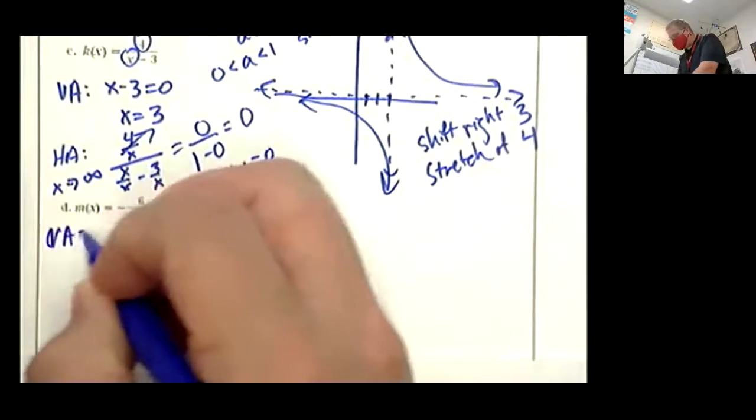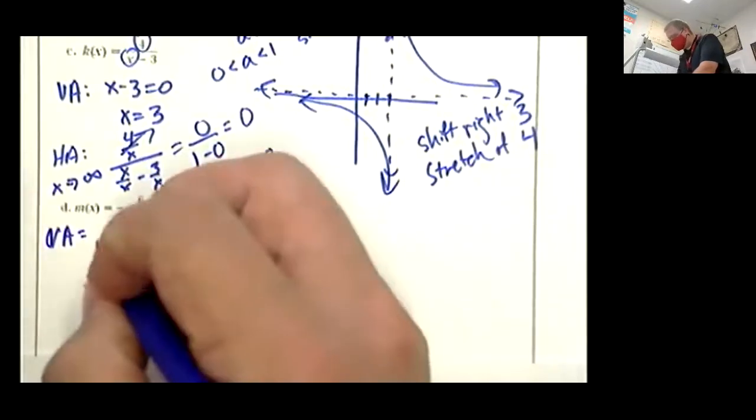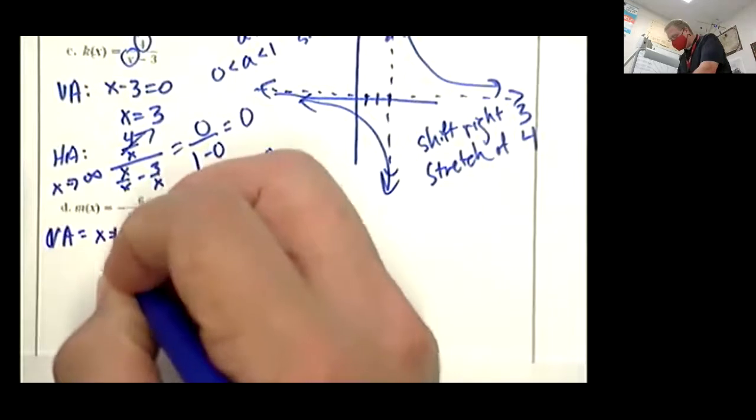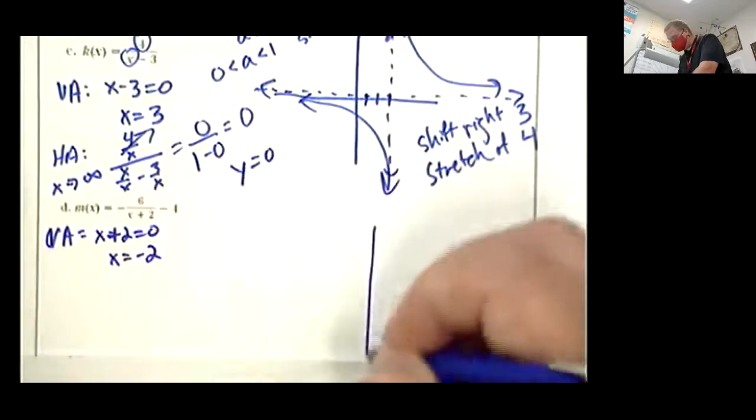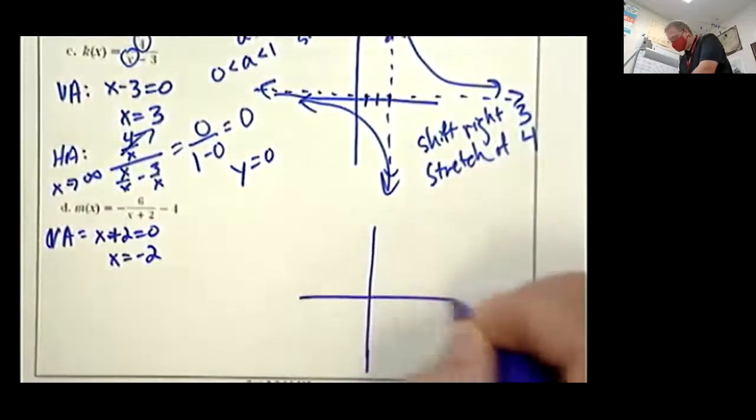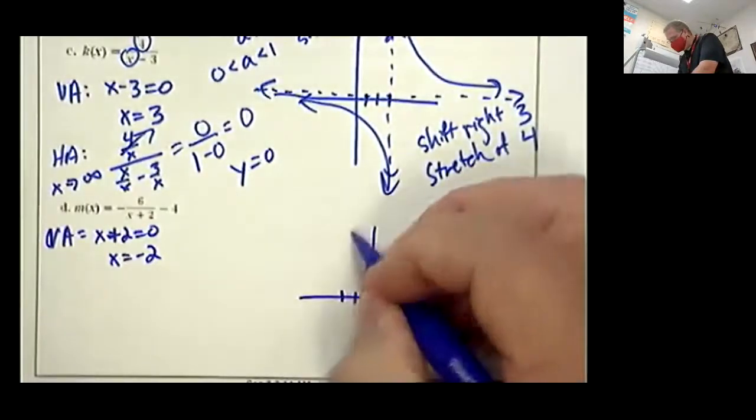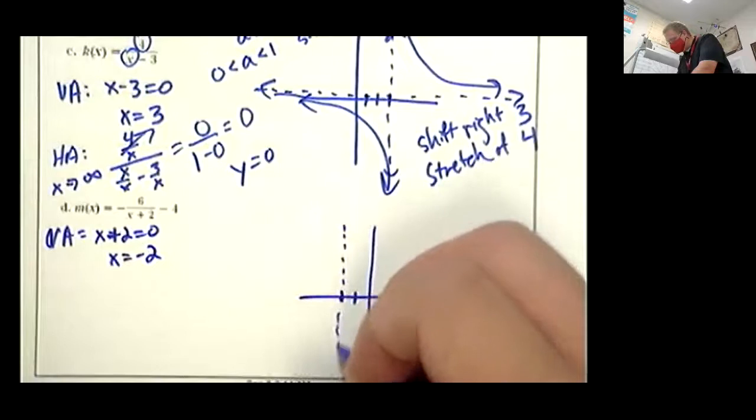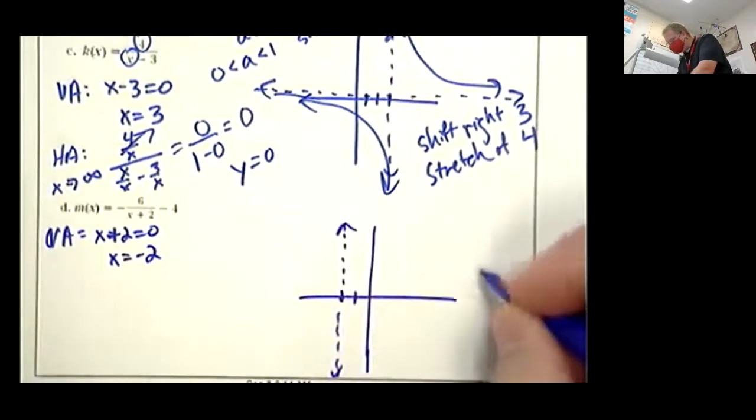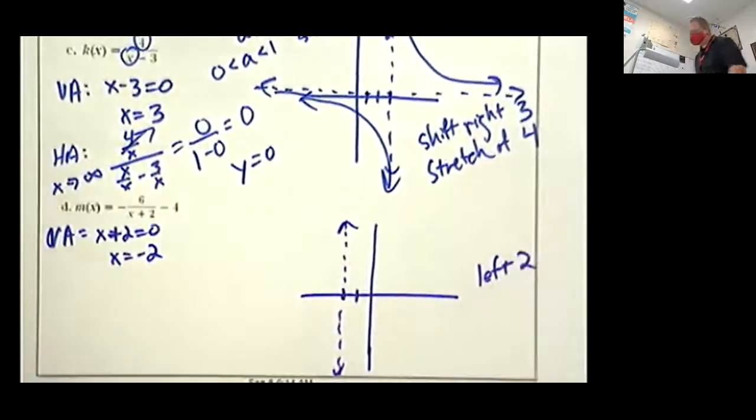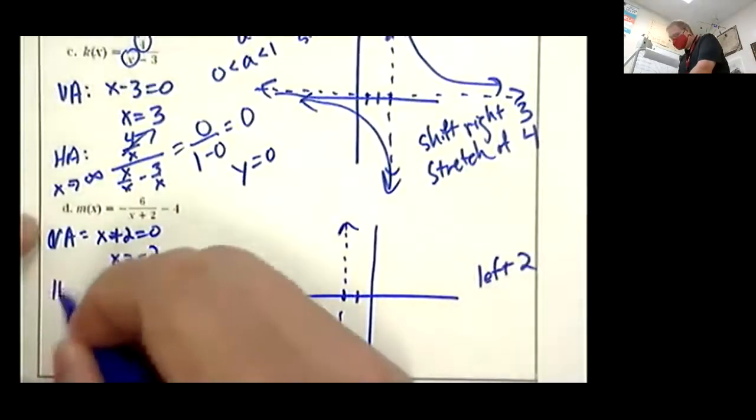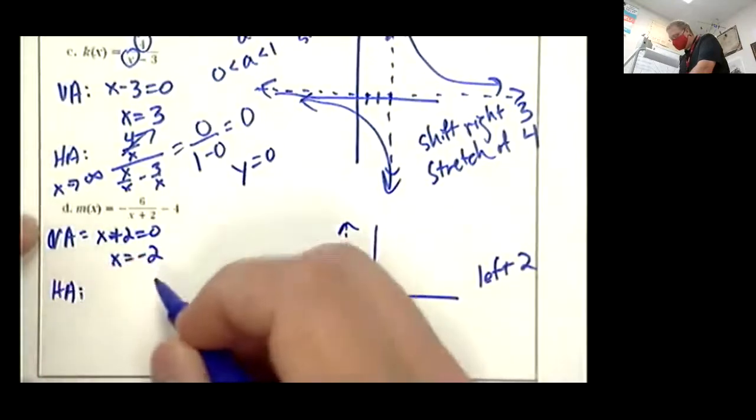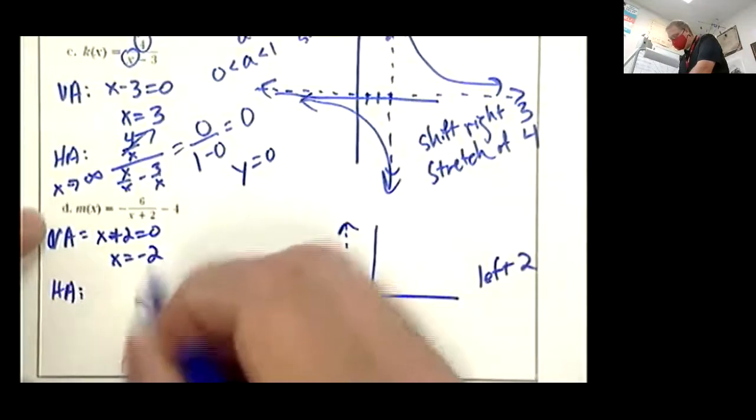Our vertical asymptote is set the denominator equal to 0. That's x plus 2 equals 0. So x is negative 2. So in our graph, there is our horizontal shift, left 2. Next is our horizontal asymptote. That's our trick of dividing each term by the denominator.